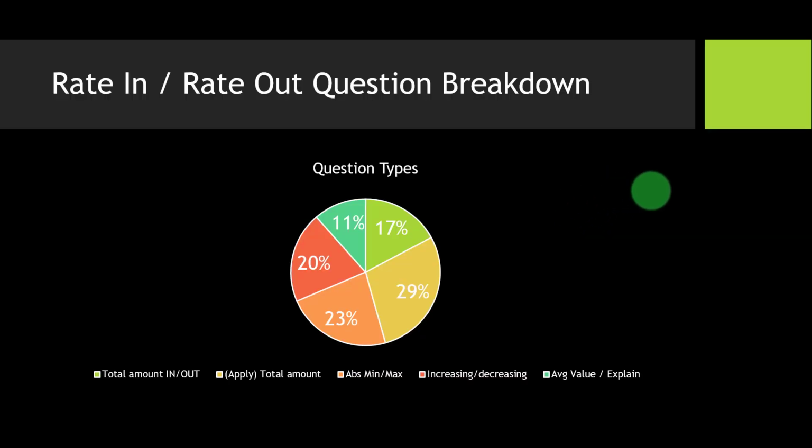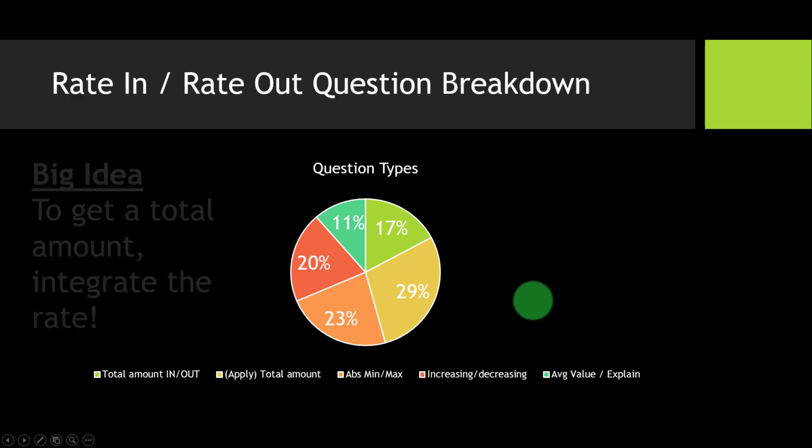Okay, let's look at the breakdown, the question types. Most of it is finding the total amount in or out of the system. Then we can apply the total amount. That might be something like the ticket prices are, I think we're going to see that later. The ticket prices are $11 from 9 o'clock to 5 o'clock, and then after 5 it's cheaper. Then there's finding the absolute min or max, increasing or decreasing, and average value or explain in context of the problem. But let's get to the crux of the matter.